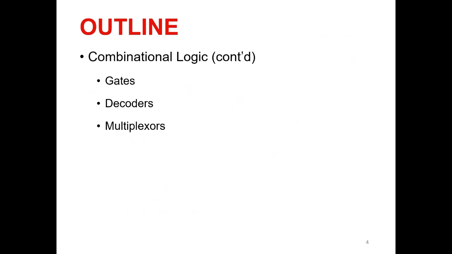Okay, yesterday we saw ways for representing those combinational logic blocks. We saw the truth tables, we also saw Boolean algebra and Karnaugh maps. Today we are going to see how this logical information is implemented in hardware. And for this, we are going to see three components: gates, decoders, and multiplexors. So let's start with the first one, gates.